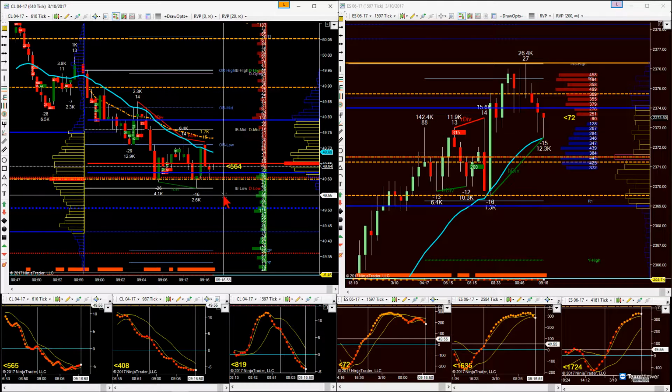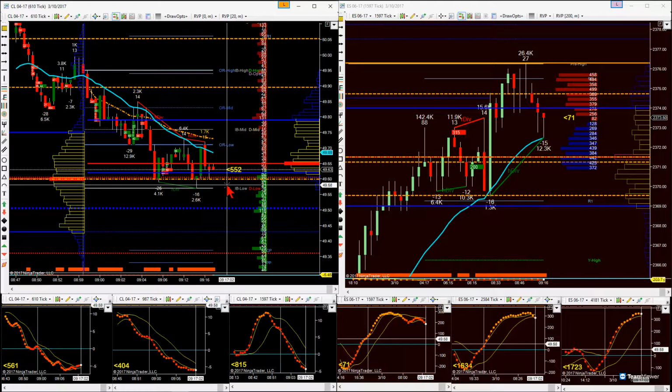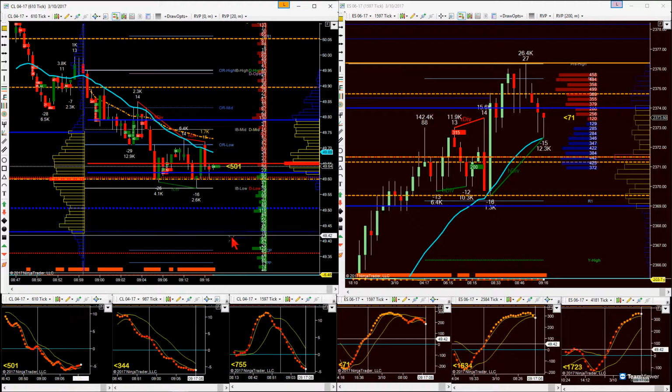And that will be a nice idea there that it's now become resistance. But we would not be looking to go short there yet. Because remember, we are well, I shouldn't say that. We might be willing to go short there because we're expecting the move to make its way all the way down to this VPOC here.